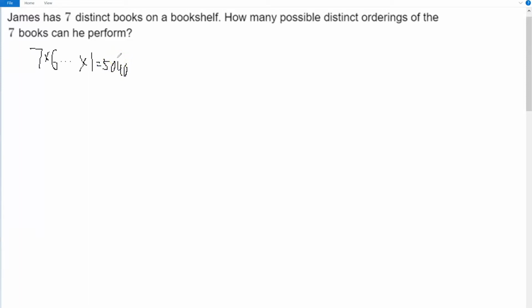We can generalize this to n books. If James has n books, there is n times n minus 1 times n minus 2, all the way till 1 ways to arrange them. This generalization translates to the definition of n factorial, abbreviated as n with an exclamation mark at the end. Do not memorize the definition of n factorial as n times n minus 1 all the way to times 1. Instead, learn about what it actually represents.